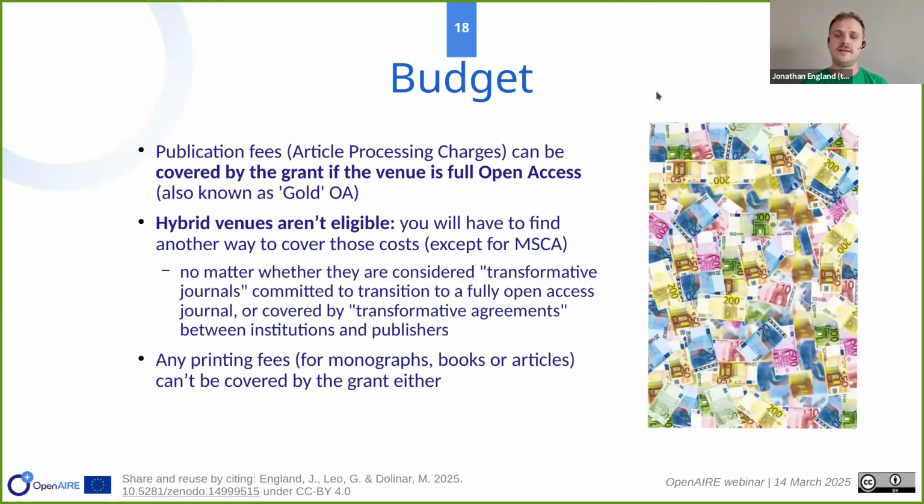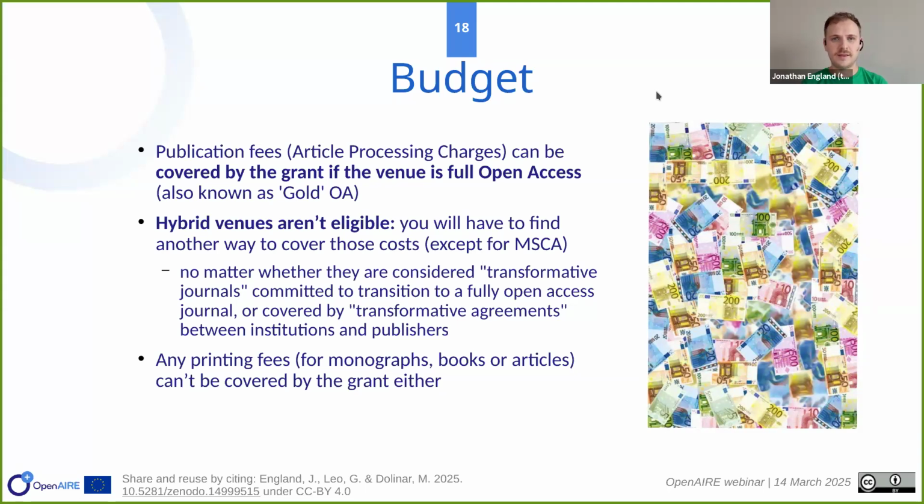In terms of budget, I started mentioning it before, publication fees, what we usually call APC, article processing charges, or book processing charges if we're talking about books, can be covered by the grant if the venue is full open access. If it's not, if it's a hybrid journal, so as I said, those type of subscription-based journals that also have this option of paying APCs, the cost would not be eligible. So you would need to find those funds somewhere else.